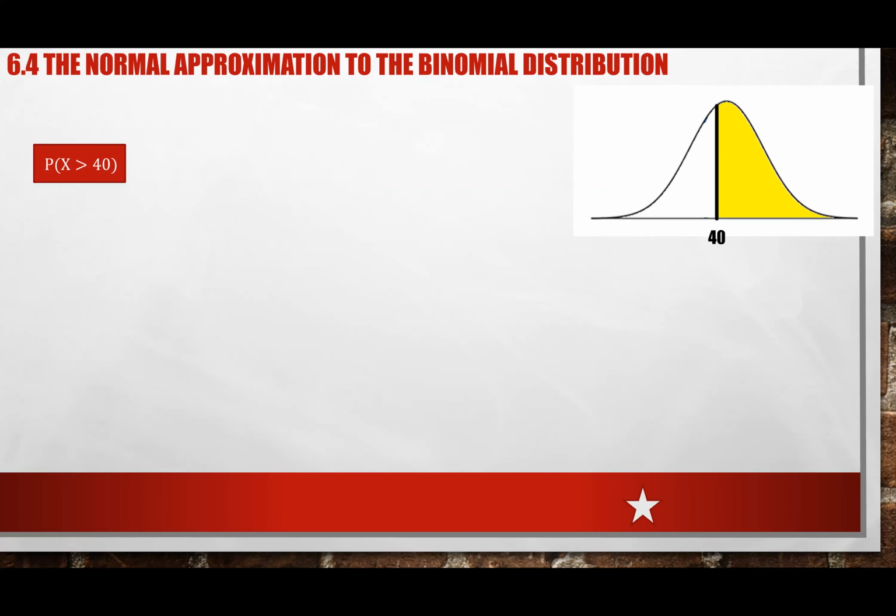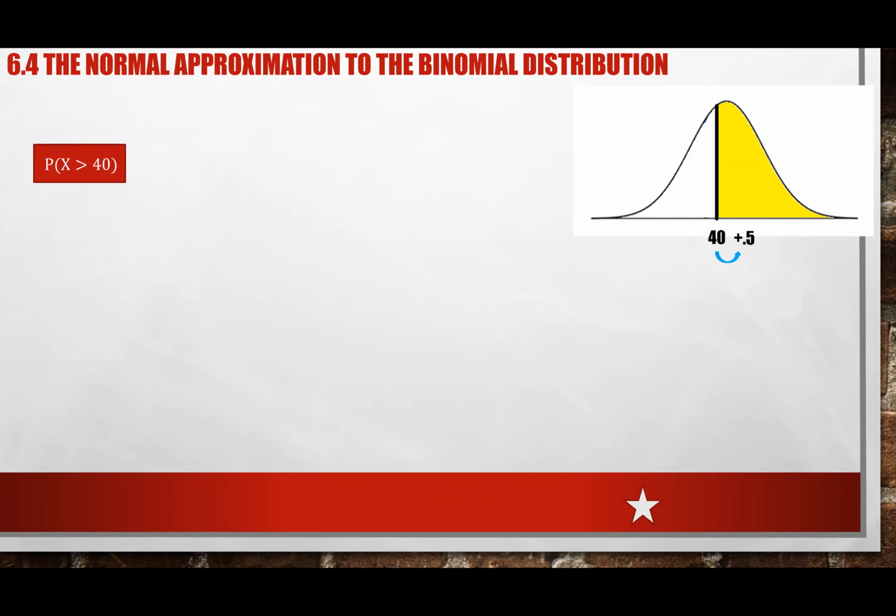Once you identify that, now you need to ask yourself, do I include this endpoint? Do I include this 40? Do you agree that there is no equal sign? It just says more than 40, so we don't include the 40. If we don't include the 40, I need to make this area smaller by moving to the right. And if you remember yesterday, I told you that the only thing we're doing is either adding 0.5 or subtracting 0.5. If we move to the right, we need to add 0.5.